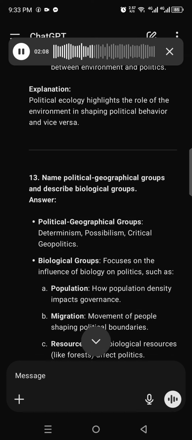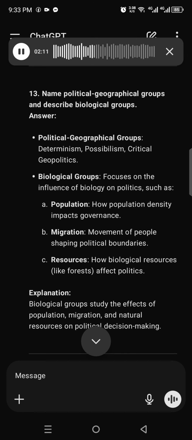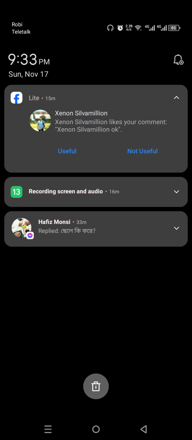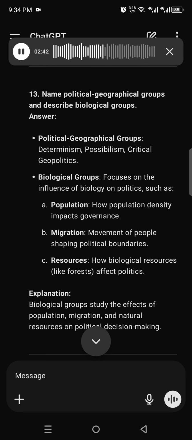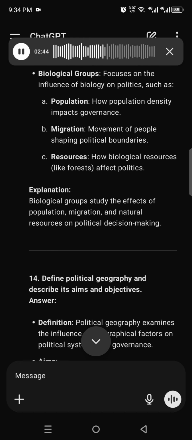13. Name political geographical groups and describe biological groups. Answer. Political geographical groups. Determinism, possibilism, critical geopolitics. Biological groups focus on the influence of biology on politics, such as 1. Population. How population density impacts governance. 2. Migration. Movement of people shaping political boundaries. 3. Resources. How biological resources like forests affect politics. Explanation. Biological groups study the effects of population, migration, and natural resources on political decision-making.